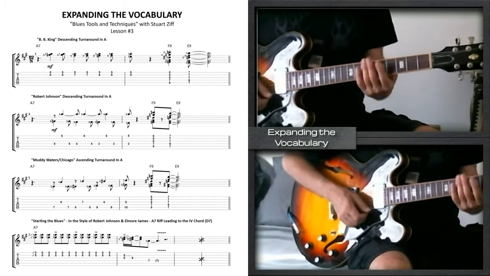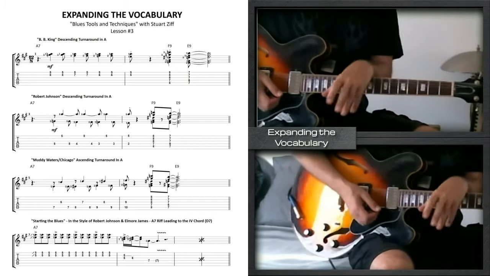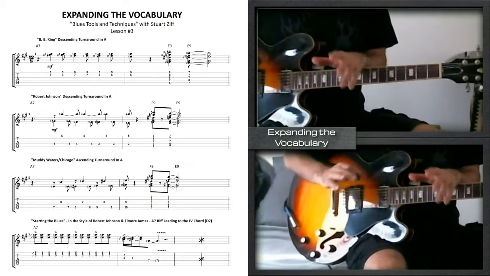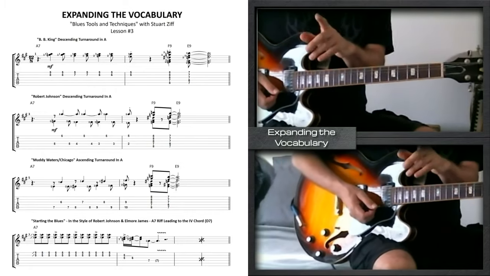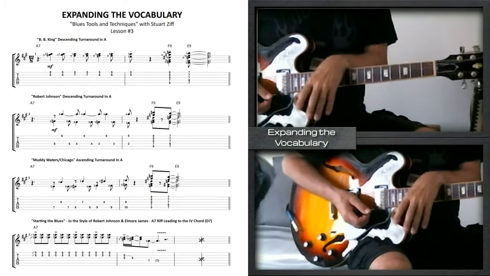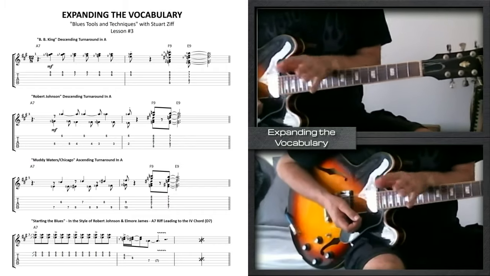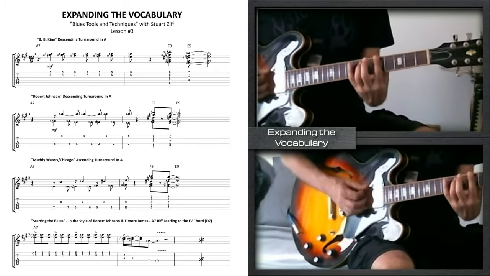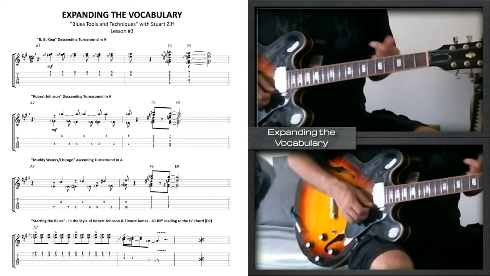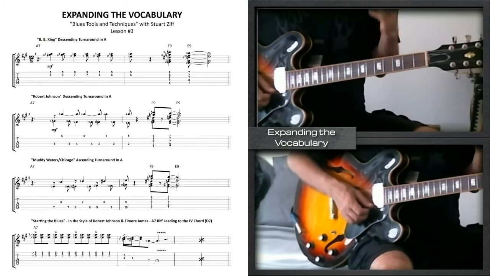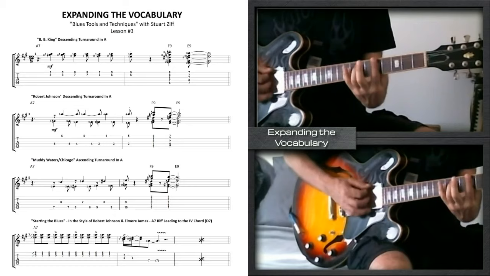So let's play it together. We're going to play a 12-bar blues in A. We're going to take it at about a medium tempo. When we play along with the track here, you're going to hear it's going to be considerably faster. So we'll just practice it a little slower right now. 1, 2, 1, 2, 3. Play with me.